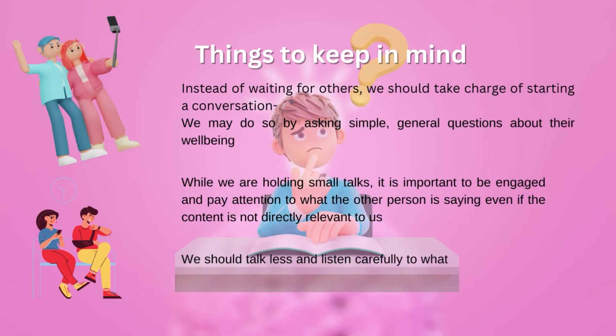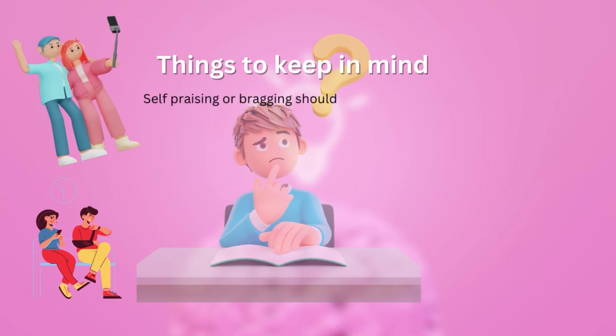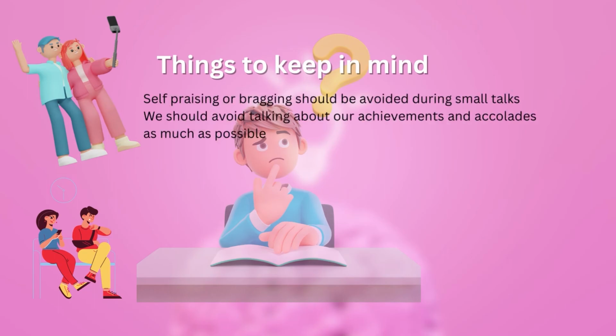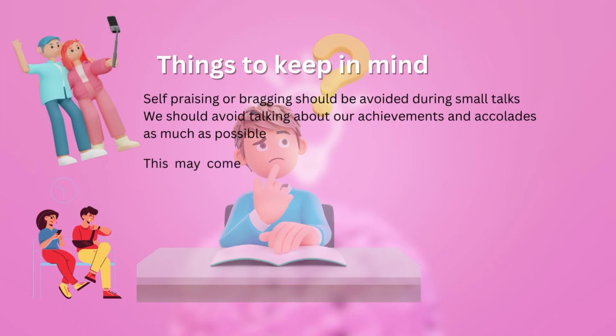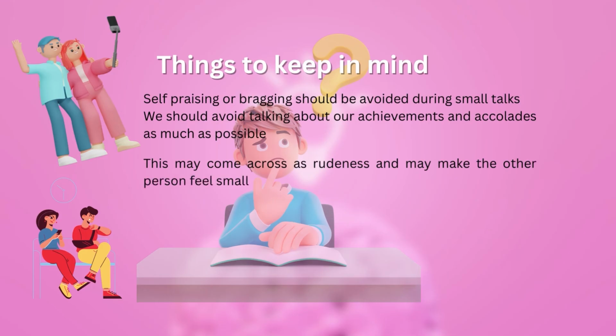And the next point is very important: we should talk less and listen carefully to what the other person has to say. Right? So we always have to talk less and listen carefully to what the other person has to say. Okay. Self-praising or bragging should be avoided during small talk. Right? We always tend to talk about our achievements, but we need to avoid that as much as we can, because we should not make the other person feel smaller. Okay? So we should avoid talking about our achievements and accolades as much as possible.